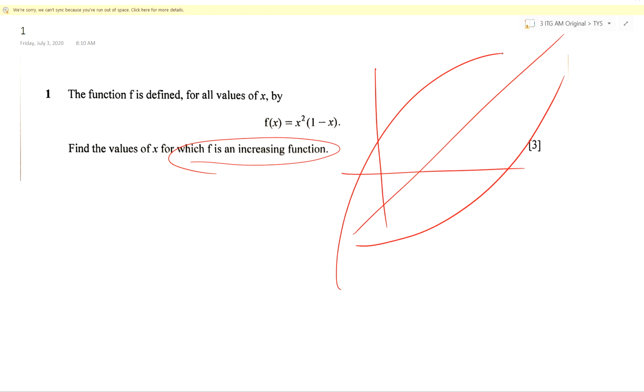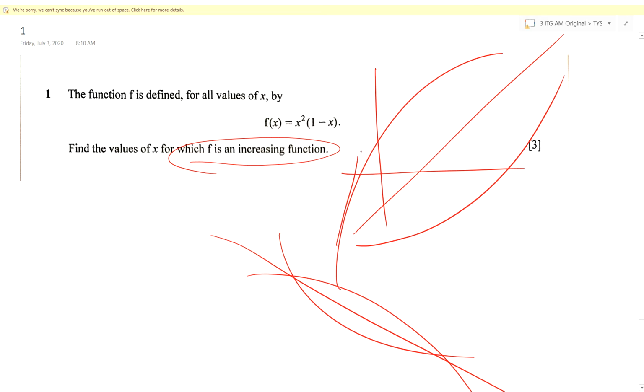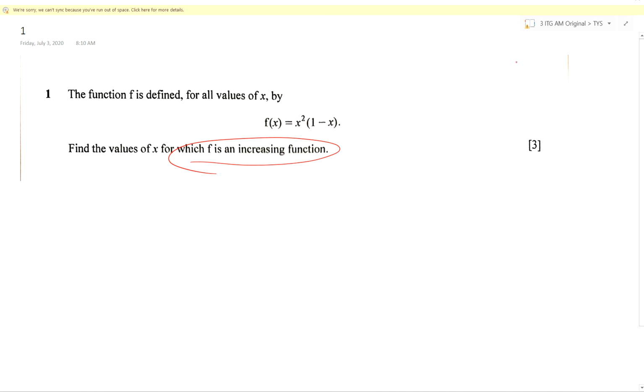What do they all have in common? What makes them increasing? What makes this decreasing? So what is it about them? The gradient. Yes, the gradient. So what can you tell me about every single gradient on these lines? They are all positive. What about all these gradients over here? They are all negative. So here we understand that an increasing function means gradient more than 0.